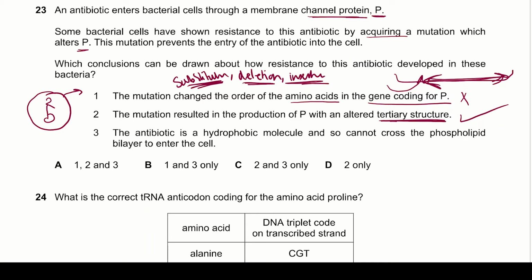So if the type of bonding is changed, the tertiary structure will also be changed. So this is correct. 3. The antibiotic is a hydrophobic molecule and so cannot pass the phospholipid bilayer to enter the cell. Hydrophobic is incorrect because a hydrophobic molecule actually could pass through the hydrophobic core. So this is incorrect. The answer is going to be D.